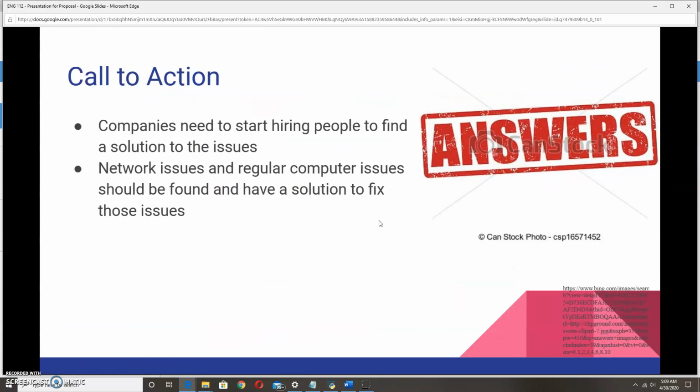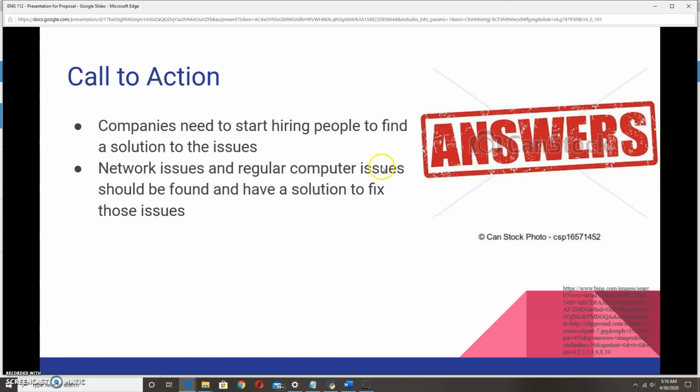Call to action. Companies need to start hiring people and make sure they can count on them to report any issues they see with networking or other computer issues. Known networking issues and computer issues should be researched and on standby in case they need to fix the known issues. For example, if a new computer happens to come up with the blue screen of death, they can look into how to prevent it from happening again and place a solution on all the new computers so it will never happen.